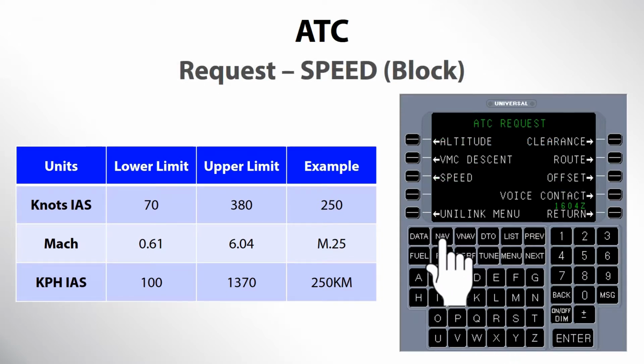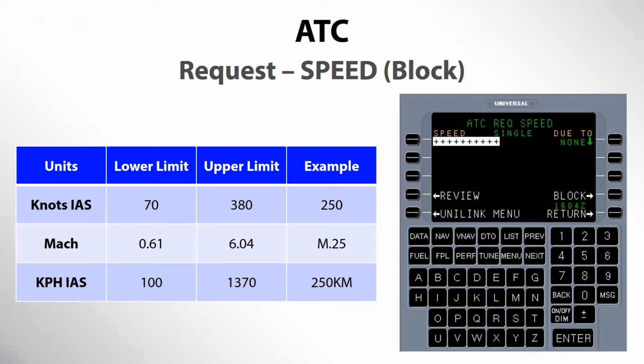From the ATC Request page, press Speed. The ATC Request Speed single page will display. To request a speed block, press Block. Enter both the bottom and top limits to the speed block. Press Do To toggle between Weather, Aircraft Performance, or None as applicable. The default is None. Press Review.